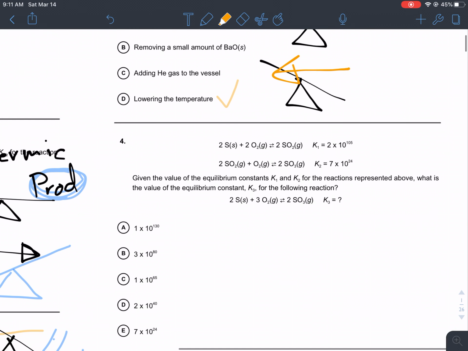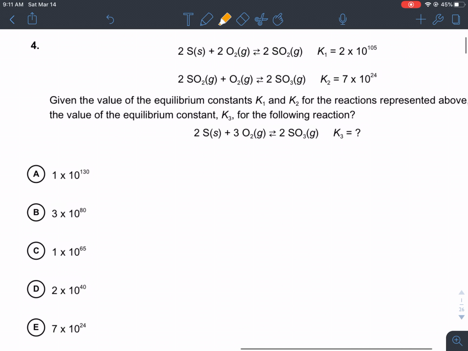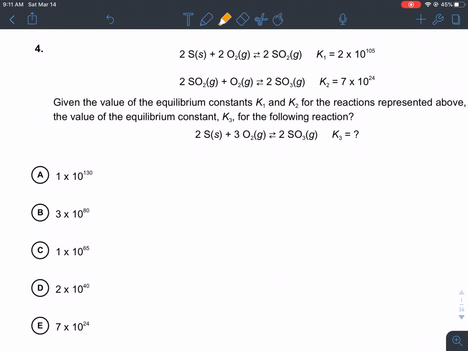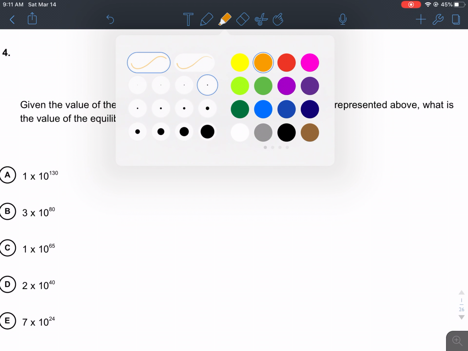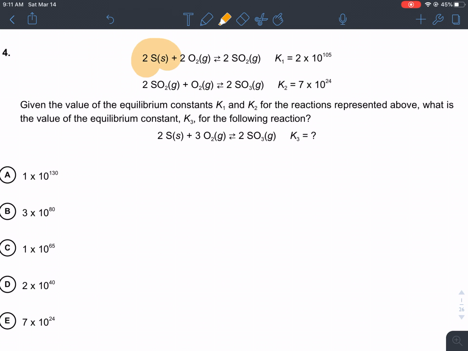Question number 4. All right, this looks kind of familiar to many of you that have already done thermochem. It kind of looks like Hess's law. Let's make it make sense. All right, so here's your solid S, 2 solid S's. Here are your O2, O2, that's 3 O2s.